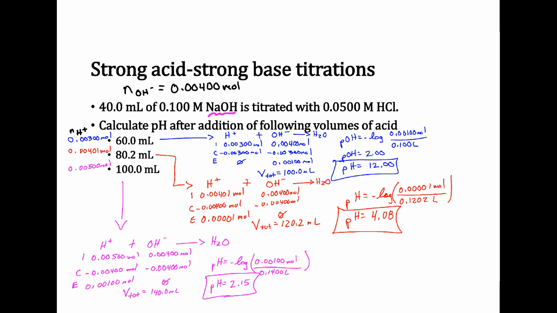So here, just a quick rundown. We started by finding the moles of hydroxide. And then I found the moles of H plus. And from here, I just set up 3 different ice charts to calculate the pH. And for each one of these, you'd plug in the moles, you'd subtract the smaller amount, and then you have to remember to find the total volume. And then you'll plug that in to find the pOH or the pH depending on what ion is remaining. So go ahead and check your work, and if you have questions, just go ahead and email me.